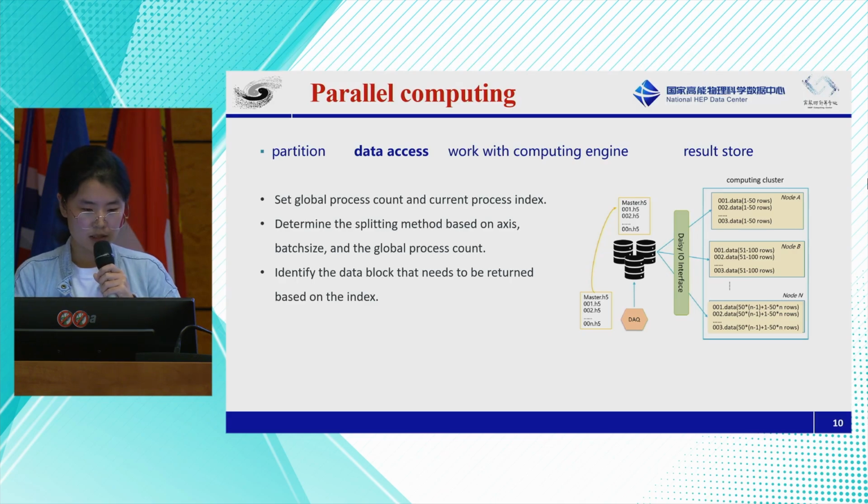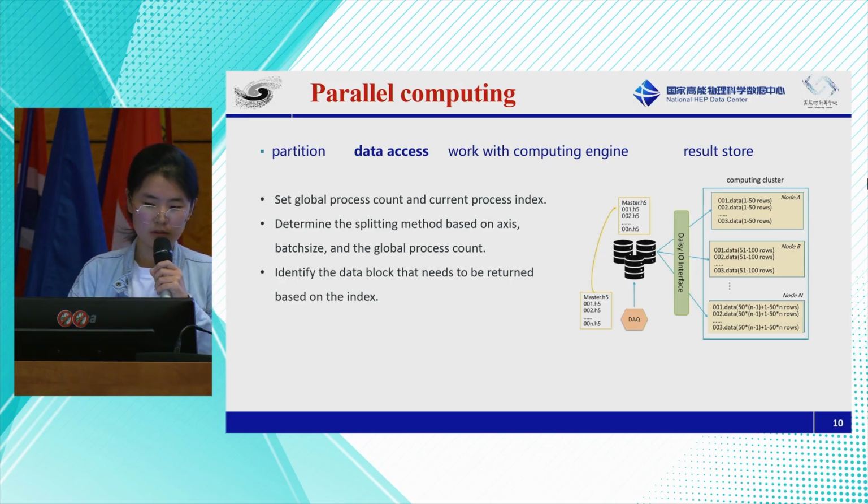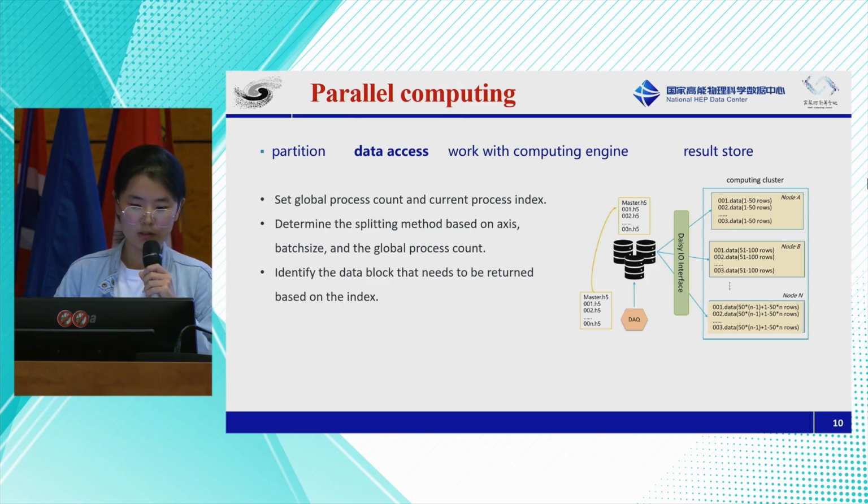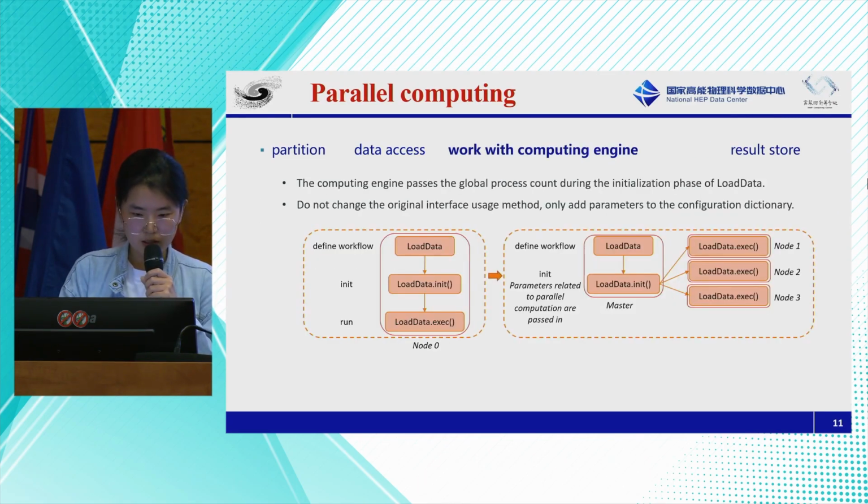And for data access, we set a global process count and a current process index. Our interface can determine the splitting method based on these parameters and identify the data block that needs to be returned based on the data index. And this information is passed by the computing engine.